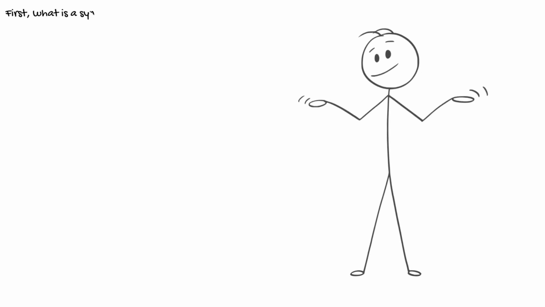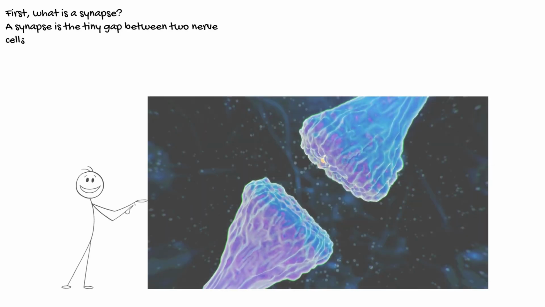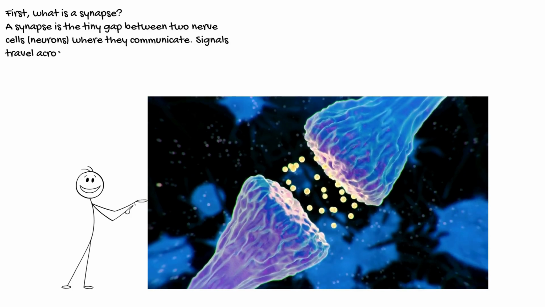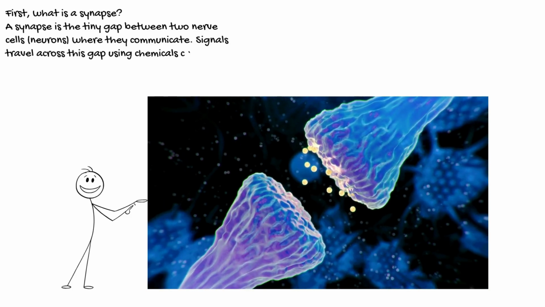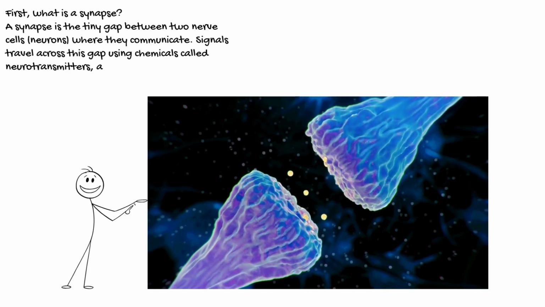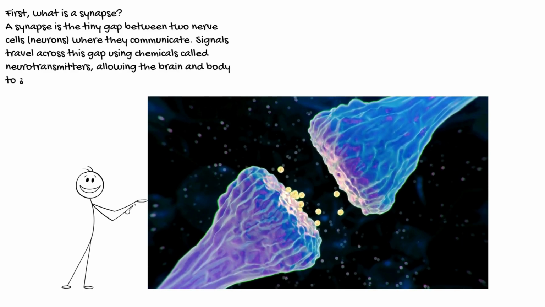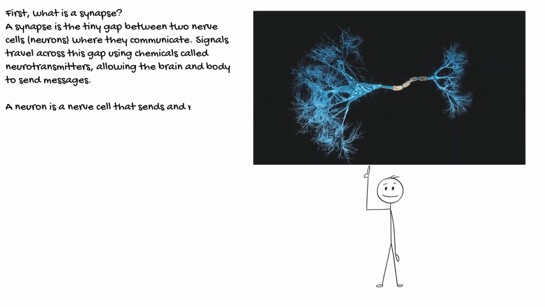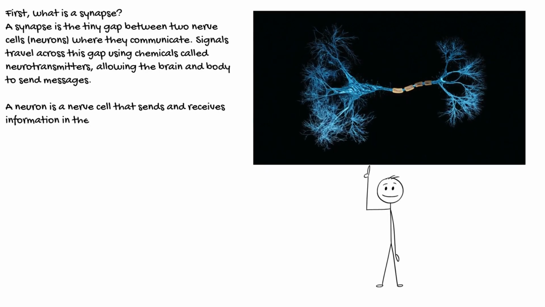First, what is a synapse? A synapse is the tiny gap between two nerve cells, neurons, where they communicate. Signals travel across this gap using chemicals called neurotransmitters, allowing the brain and body to send messages. A neuron is a nerve cell that sends and receives information in the brain and body.